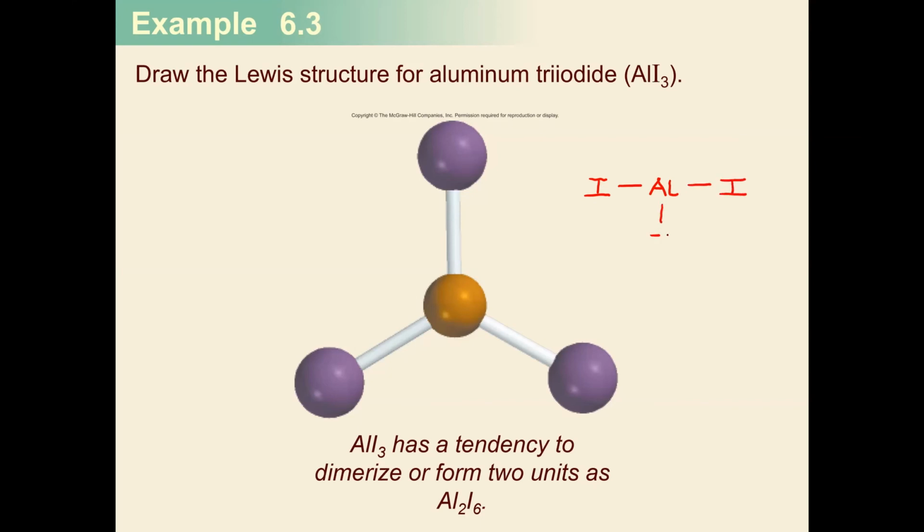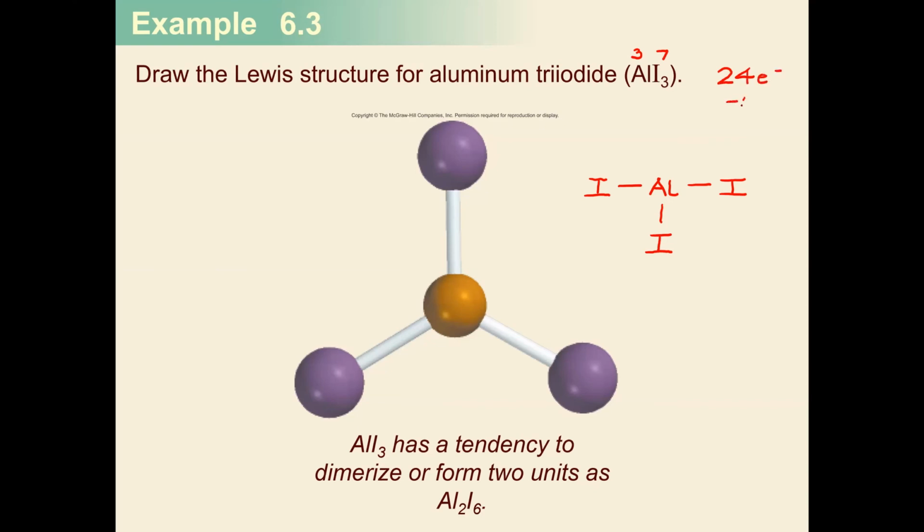And finally, we can put our last iodine there. So now, how many total valence electrons do I have? Well, aluminum is bringing 3. Each one of my iodines is going to bring 7. So that is a total of 24 electrons.